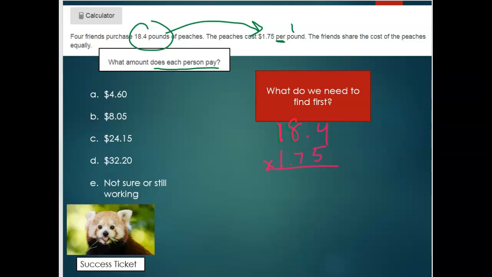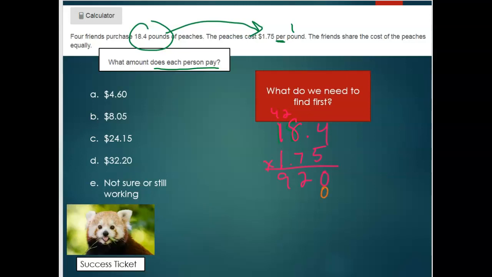So let's do this multiplication. We're going to do 5 times 4 to get 20. 8 times 5 is 40 plus 2, 42. 5 times 1 is 5 plus 4 is 9. But we get to use a calculator, so you could just plug it in. But I'm showing you the long way here, by hand.